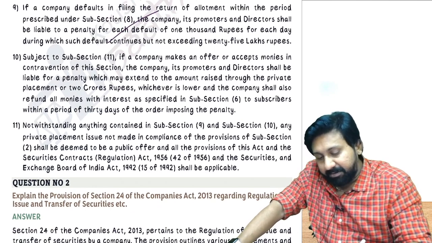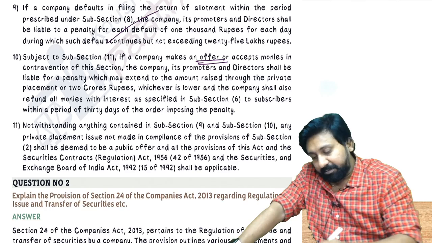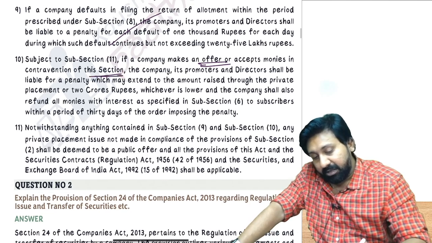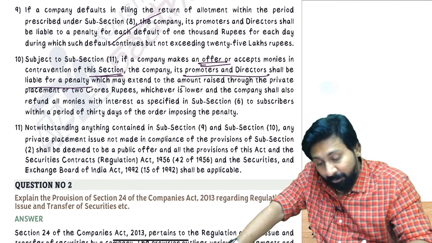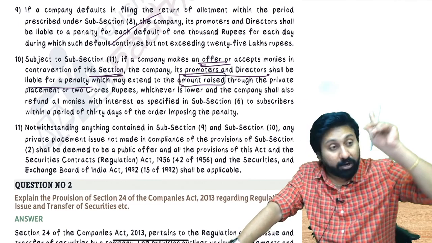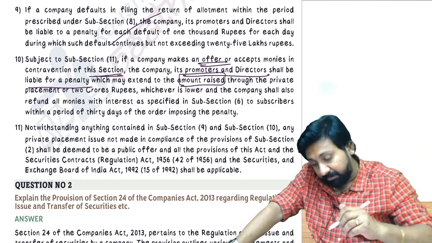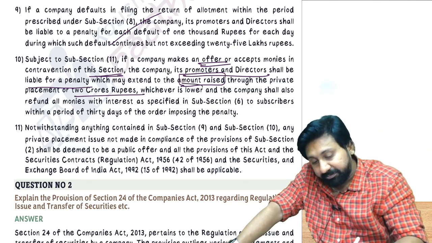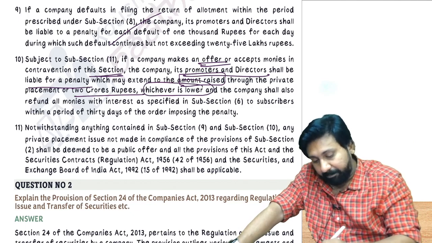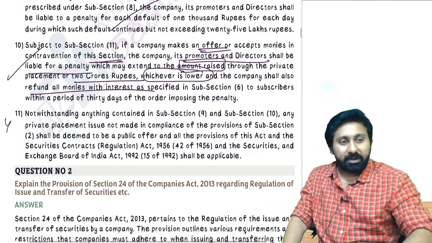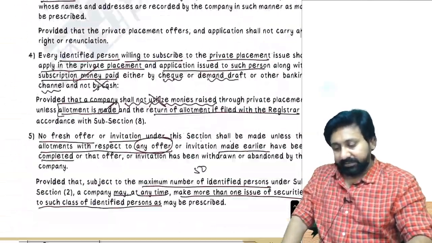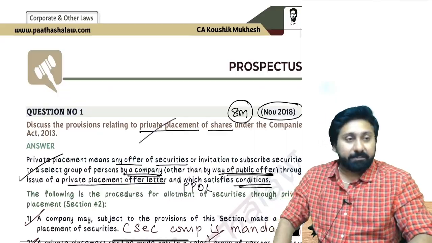Next, if a company makes an offer or accepts money in contravention of this section, then promoters and directors shall be liable to a penalty which may extend to the amount raised. What is the penalty? Whatever amount you raised with fraud, that much amount or 2 crore rupees, whichever is lower, and the company shall refund all the money. That's it. This point is not required. 10 points we completed. This is all regarding the private placement program.